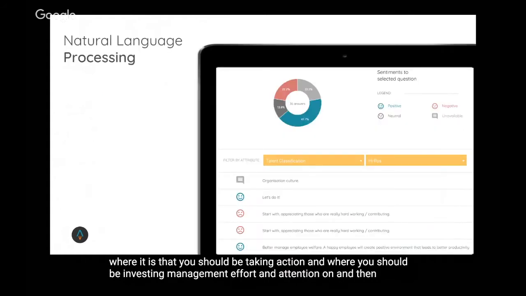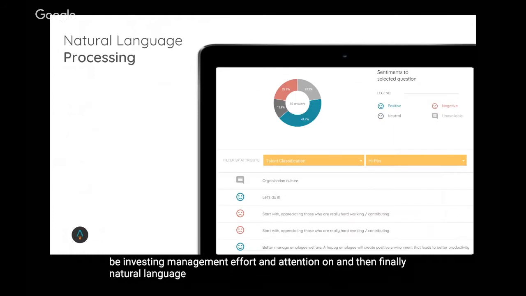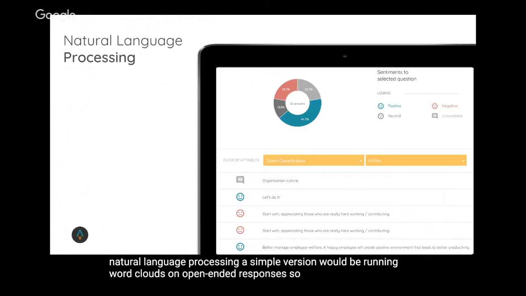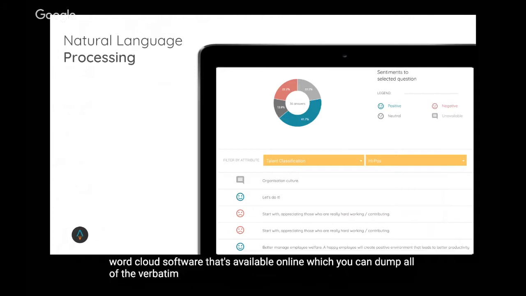And then finally, natural language processing. A simple version would be running word clouds on open-ended responses. There are many free word cloud software available online, which you can dump all of the verbatim responses into, to see if there are any commonly used words.